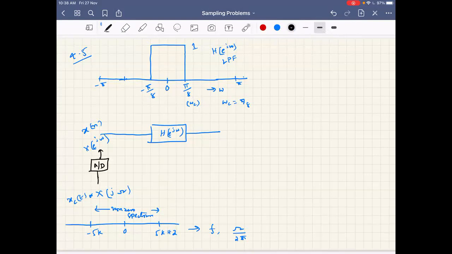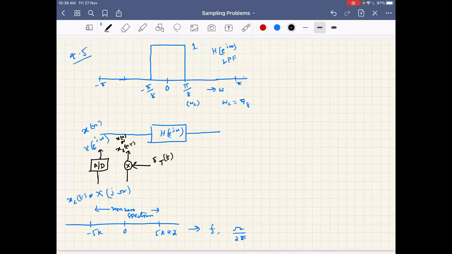There will be a sampler. The other way of writing it is that you multiply xc of t with a sampling delta train of t, with capital T. I am writing the delta train like this, to get xs of nT, or by dropping the capital T, we write it as x of n.